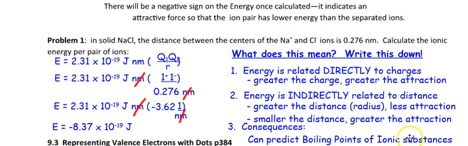So hopefully you wrote all this down, that you maybe had to pause it because maybe you have me on double speed or something. But make sure you have that written down and make sure you understand these consequences, okay? All right, let's go on to 9.3.